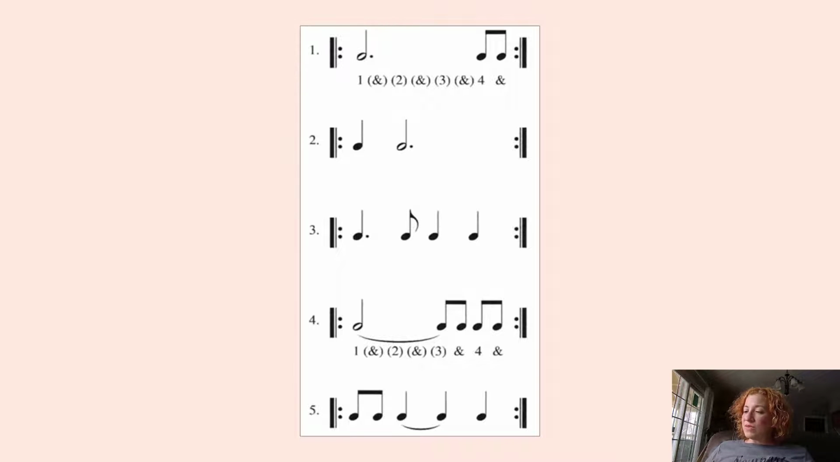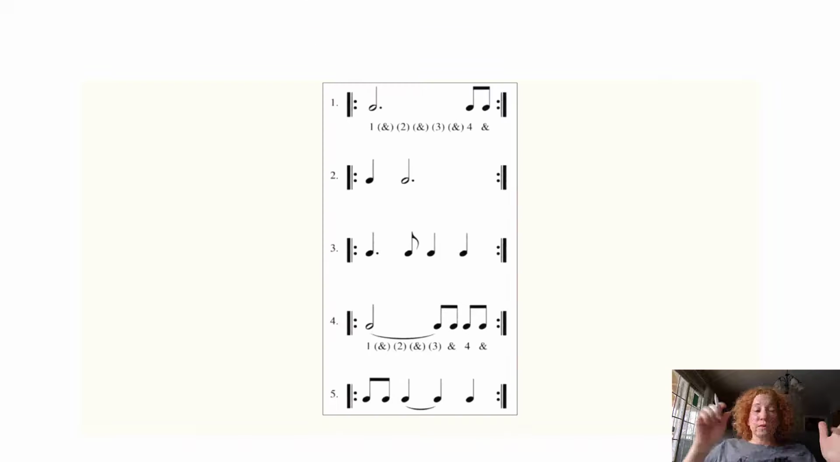So let's do a little bit of counting of some dotted notes. Here we are. First one's pretty easy, right? Dotted half note and two eighth notes. Count it in. 1, 2, 3, 4. 1, 2, 3, 4, and that's pretty easy. Let's skip to number 3. Oh goodness, I'm gonna mark my beat. You know what? 1, 2, 3, 4.